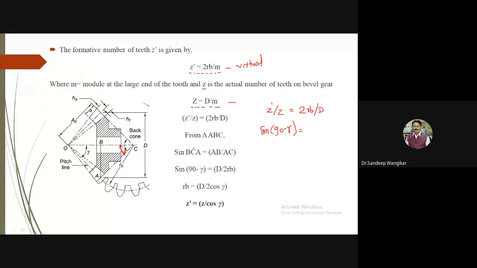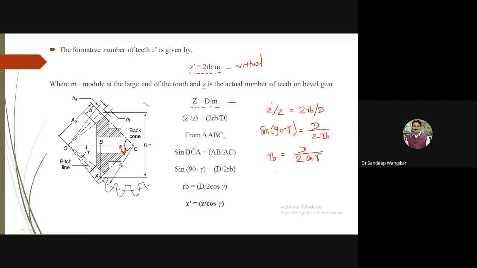AB is nothing but D by 2. If you consider A to B, this complete distance from this point to this point is mentioned as D. So AB is the 50% part of this, so it is D by 2. I will highlight it here: D by 2, and AC is nothing but RB. So RB is equal to D by 2 sin 90 minus gamma, which is nothing but cos of gamma. So the RB value is substituted.